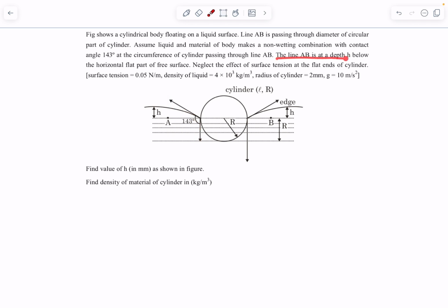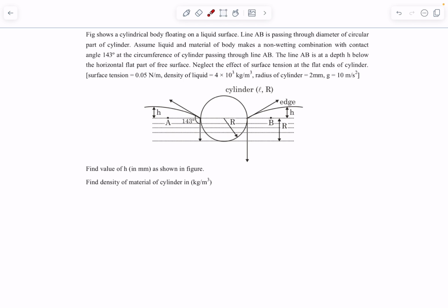The line AB is at a depth h below the horizontal flat part of the surface. So if we draw the continuation of this surface, the liquid surface will be flat, and closer to the sphere it depresses by a bit, and the exact height is given to be h.